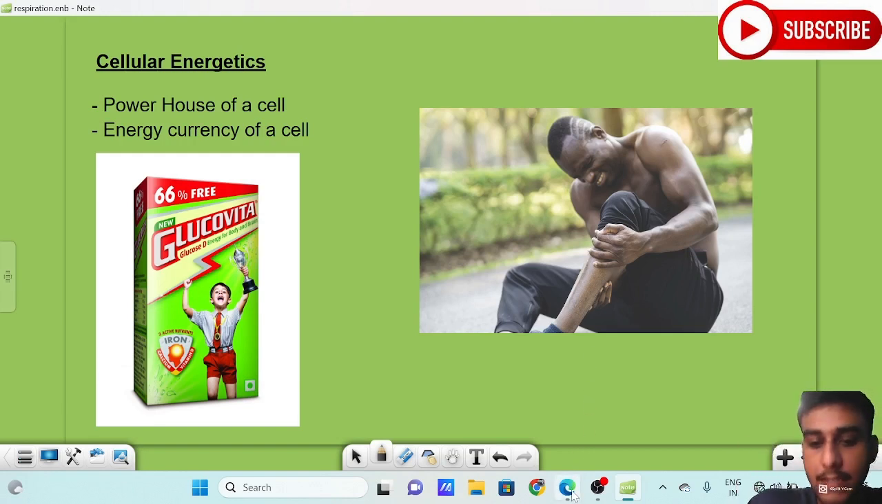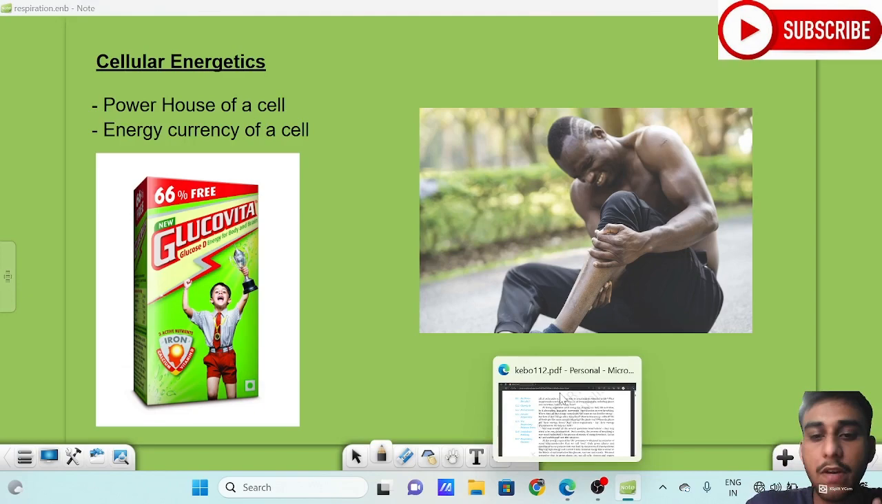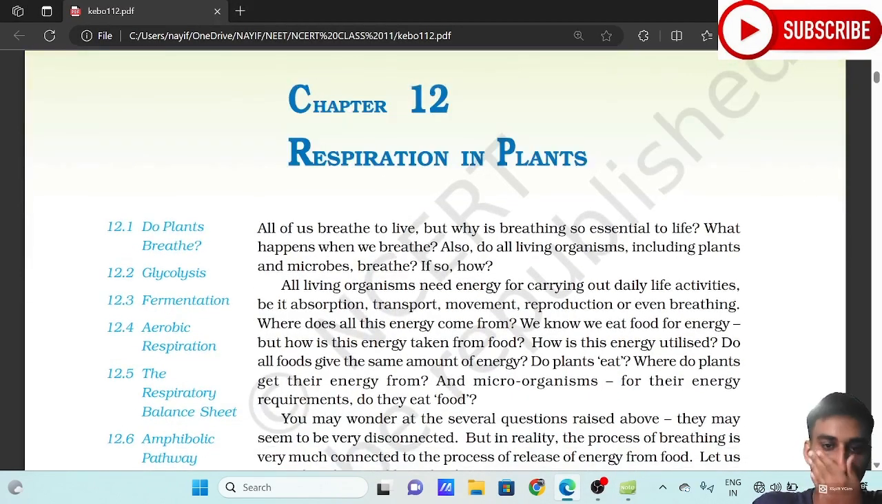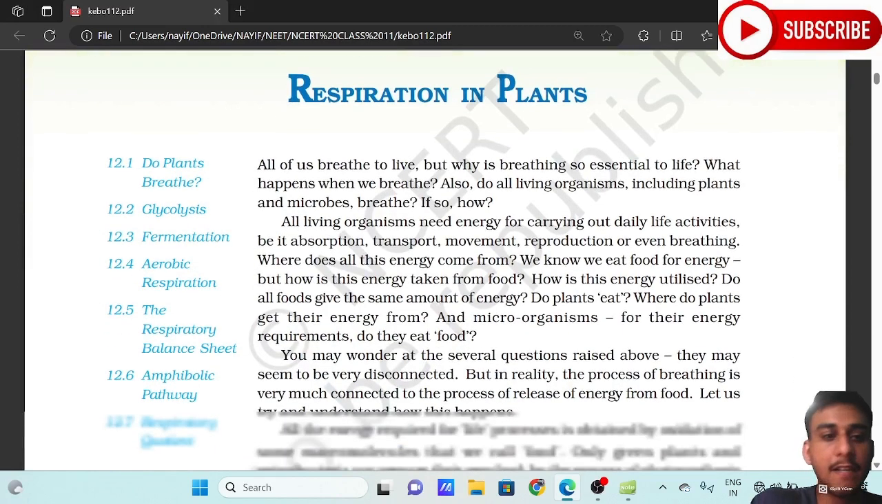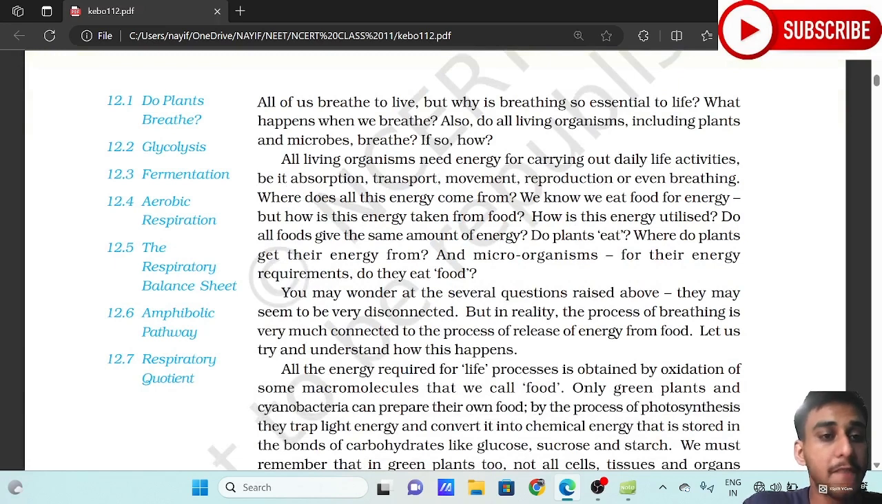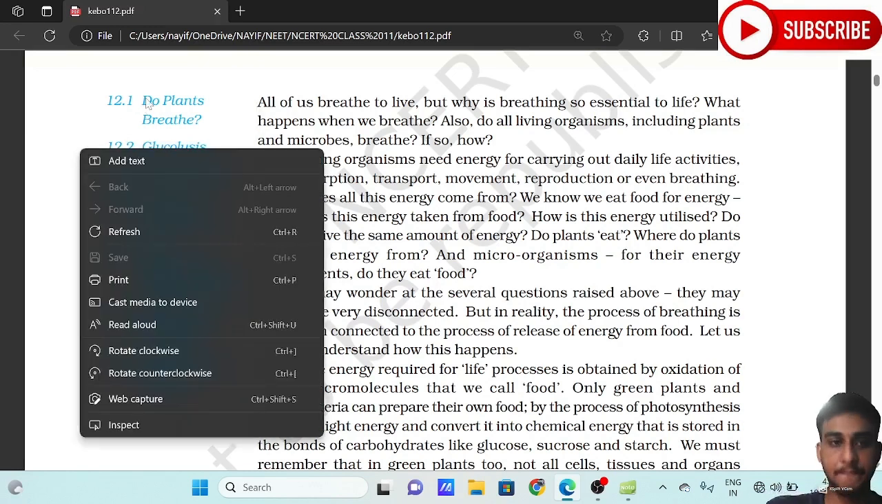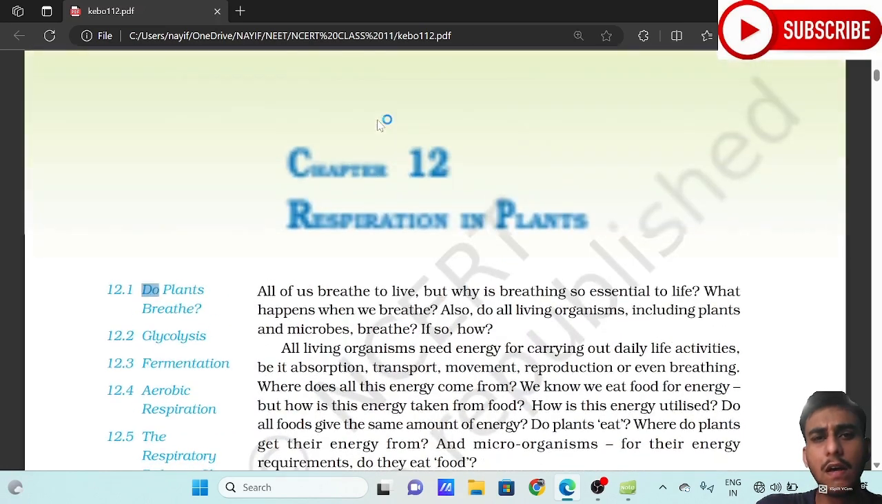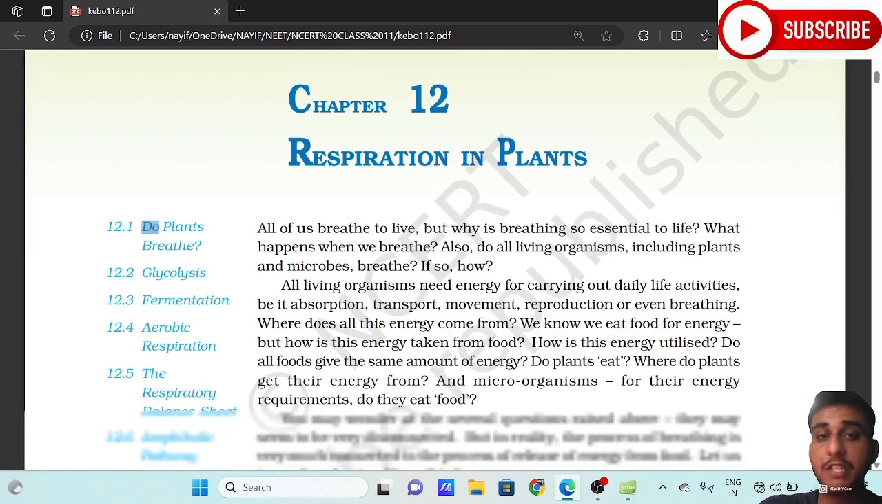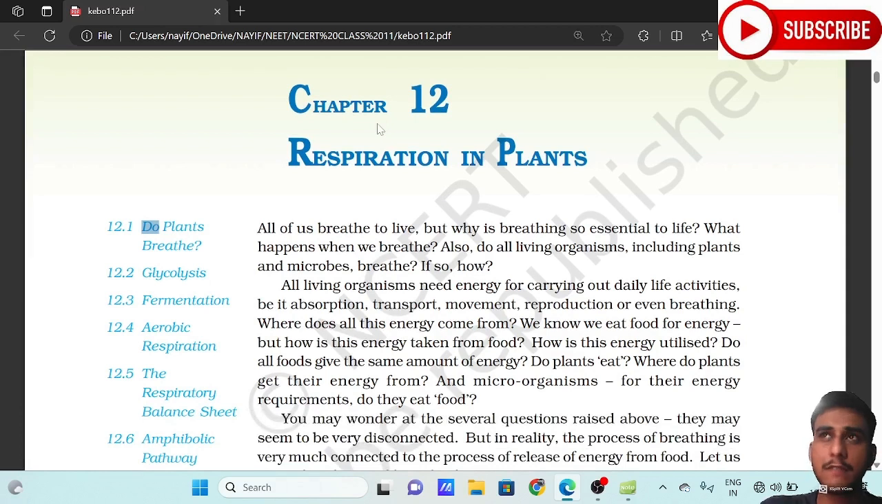This is the chapter we are going to discuss from your NCERT textbook, chapter number 12, respiration in plants. Look in the index: glycolysis, fermentation, aerobic respiration. We are going to discuss these three main things: glycolysis, fermentation, and aerobic respiration. If you have noticed, the name of our chapter is respiration in plants. So do plants respire actually?